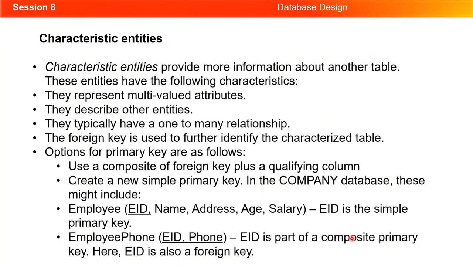EID is part of a composite primary key here, so these two together denote the primary key. And here, notice that the EID is also pointing back, or a link back, to the employee table. So we can get the phone information, but we can also get name, address, age. There's no need to reproduce the data from employee in employee phone.